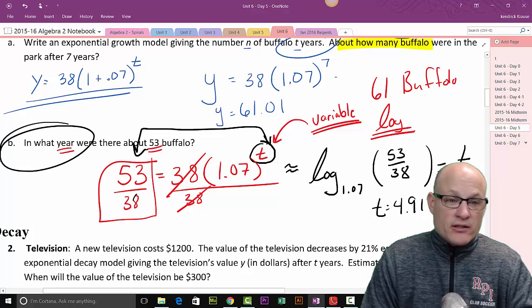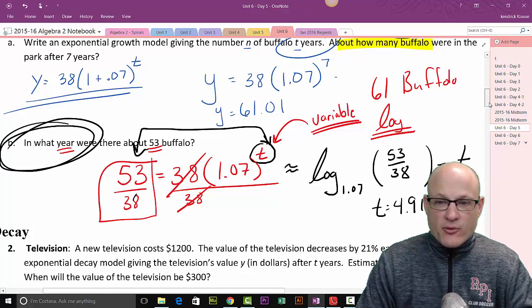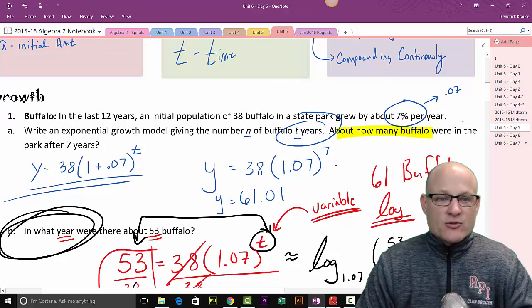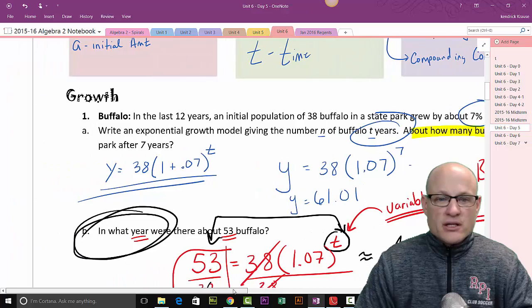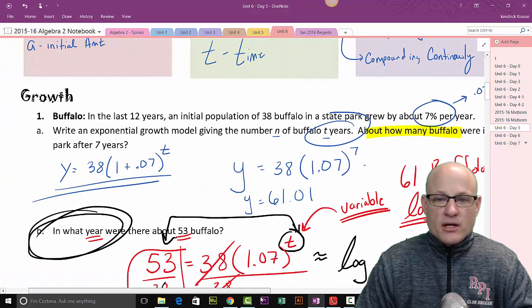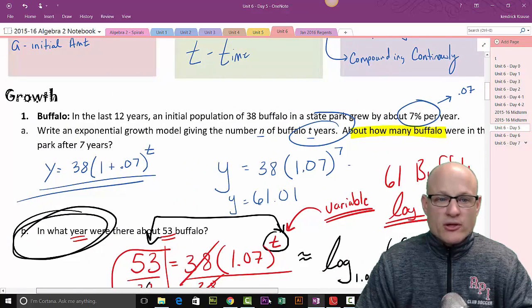It asked in what year. So we got to figure out what's going on in this problem. Let's see. In the last 12 years, this probably grew from 7%. In the last 12. Oh, normally it would tell us what year we're starting in.